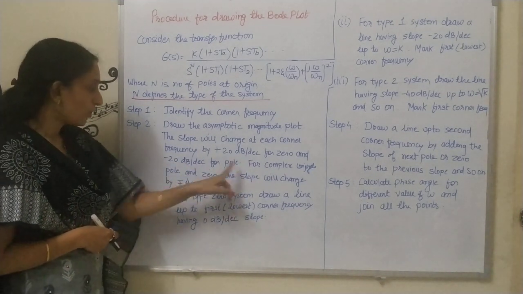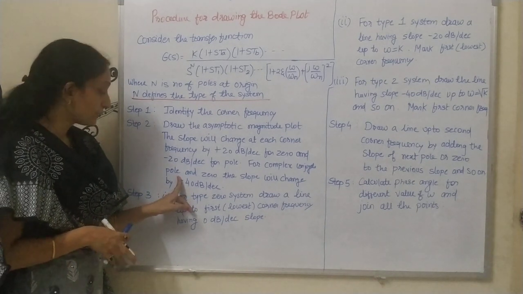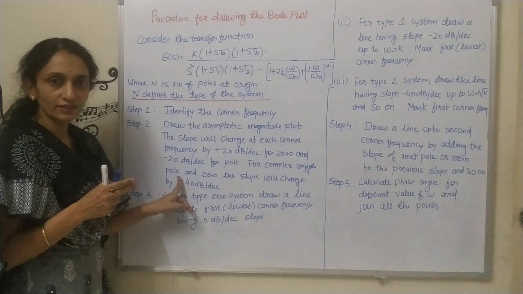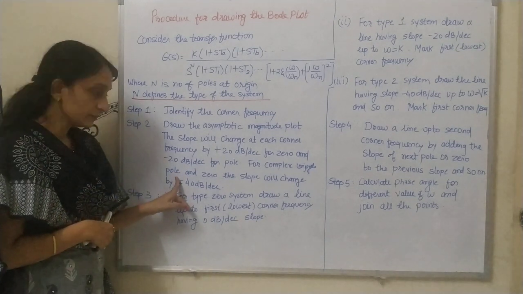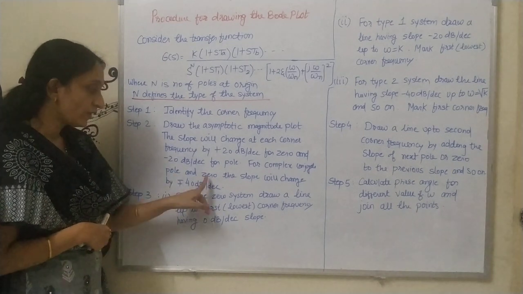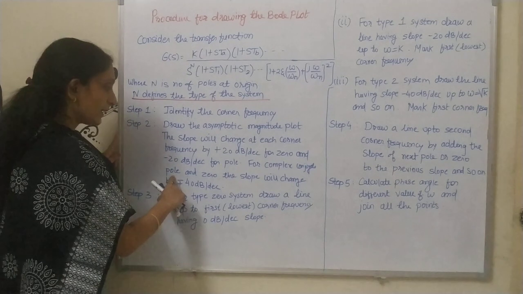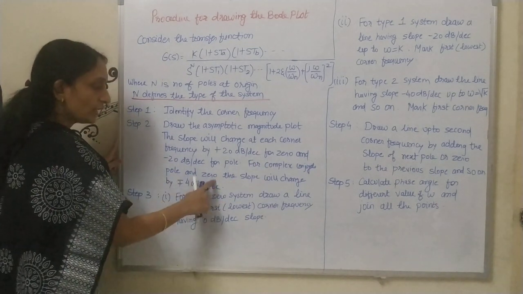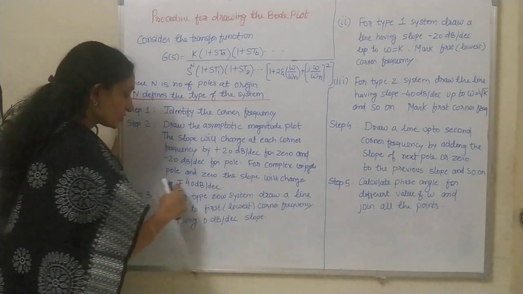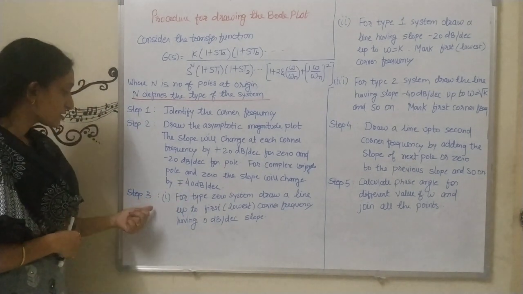So for complex conjugate pole, complex conjugate means quadratic equation will be there. Suppose two poles are there. So it will contribute to line slope of minus 40 dB per decade, whereas for 2 zeros it will be plus 40 dB per decade. So it is written that for complex conjugate pole and zero, the slope will change by minus 40 or plus 40 dB per decade.